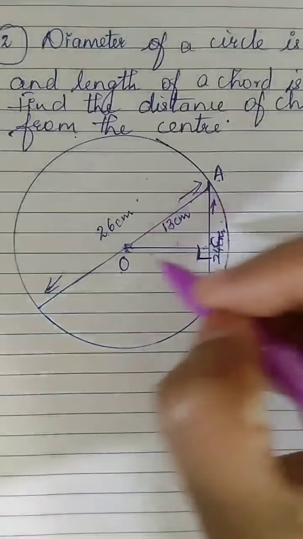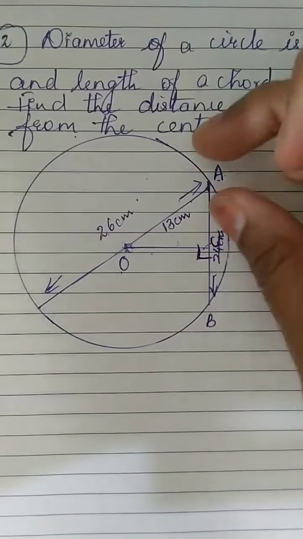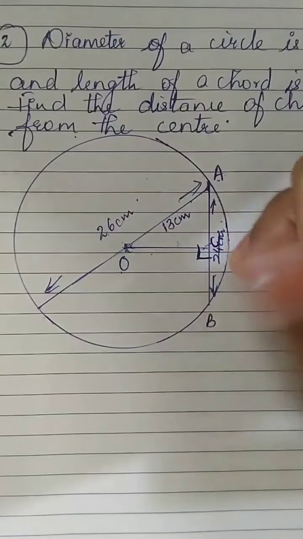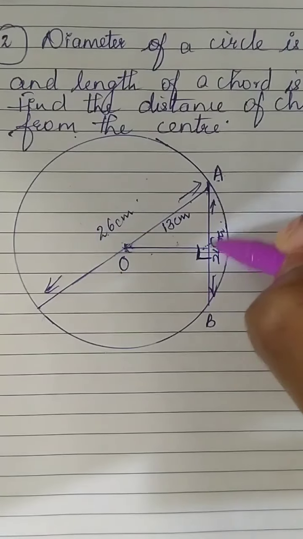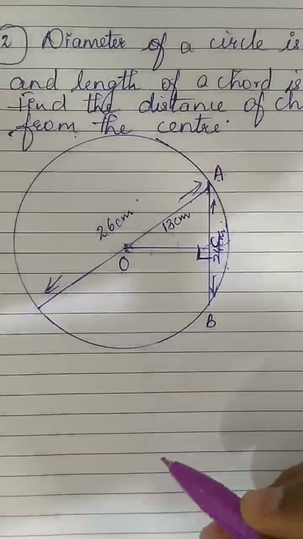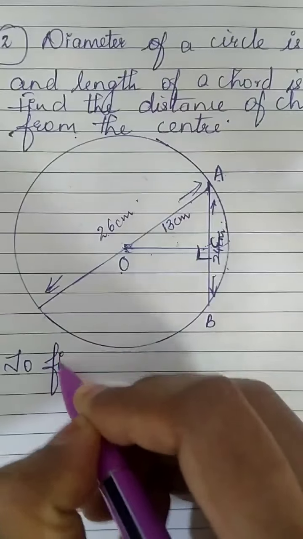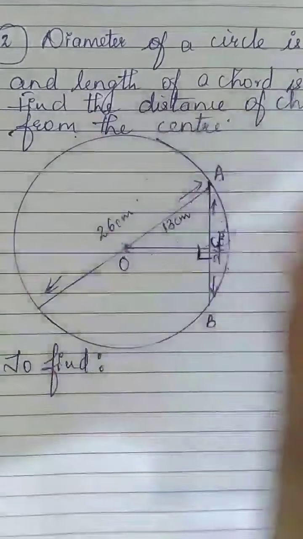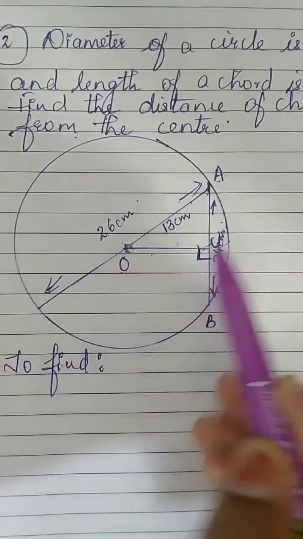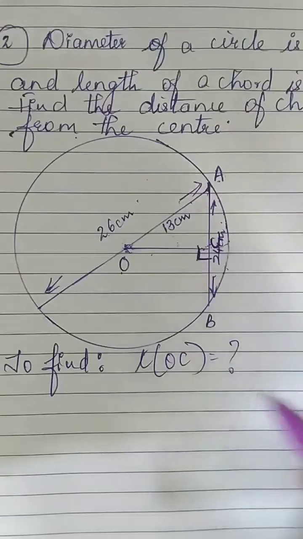Then again we will use the property: perpendicular from the center to the chord bisects the chord. So full chord is 24. How much will be half of that? That is CA. How much will be CA? Half of 24, 12. Okay, so all that we will write. Before that we will write what is to be found. Once your figure is ready, to find distance of chord from the center, that is, we want to find OC. Length of OC is to be found.